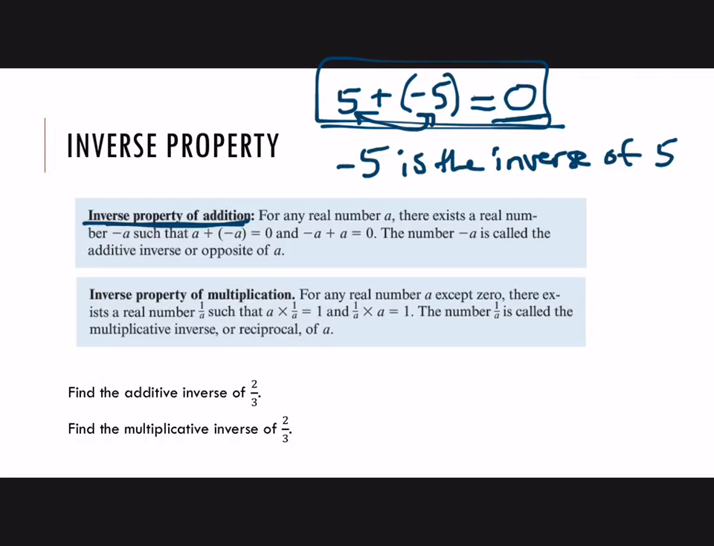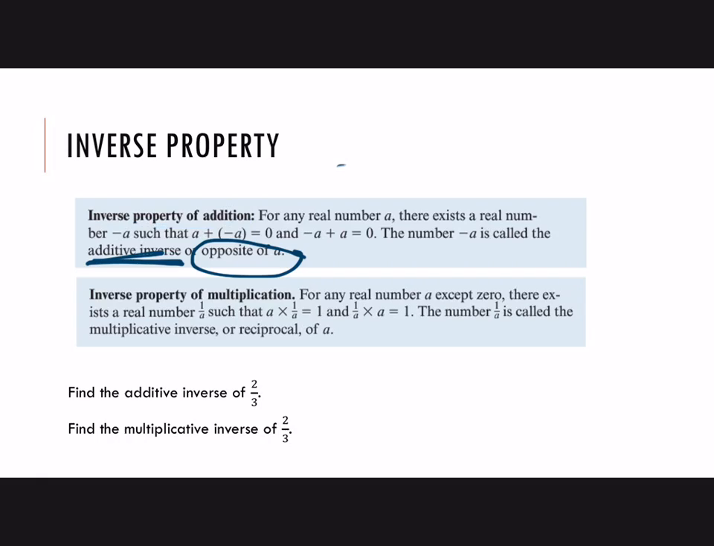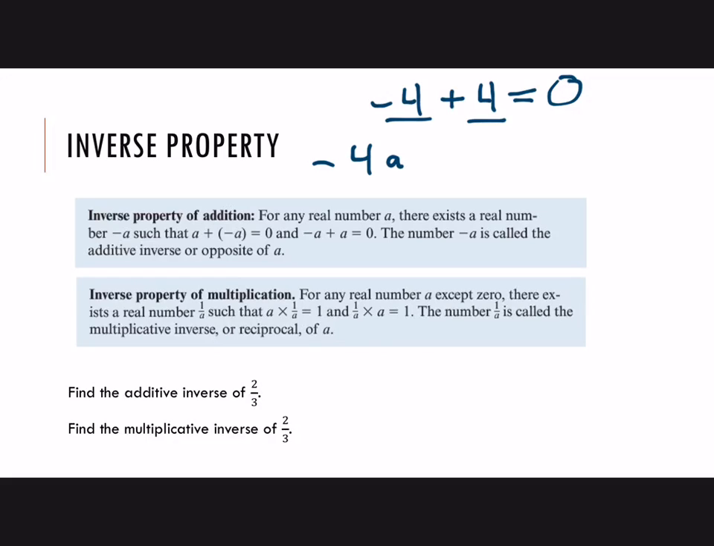We call this the additive inverse, and it turns out that the additive inverse of a number is just its opposite. If it's positive, make it negative. If it's negative, make it positive. So it's the inverse property that tells me that -4 plus 4 is 0, a number and its opposite. And then I can say that -4 and 4 are additive inverses.